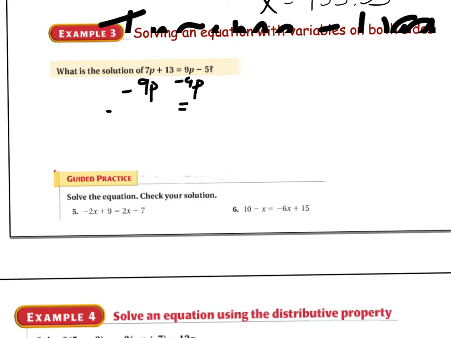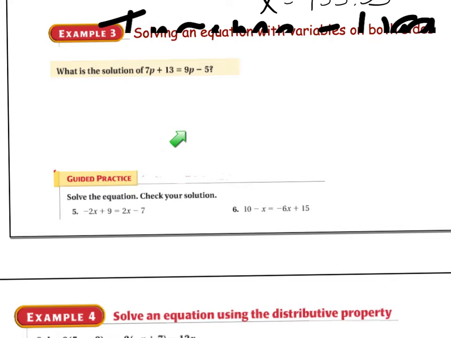On my left side, I'm left with negative 2p plus 13. And on my right side, I am left with a negative 5. Make sure you watch your signs. Sorry, that's so messy. That says negative 2p. Negative 2p. So keep working to get your p isolated. Now I have my variables together, so you should feel better.